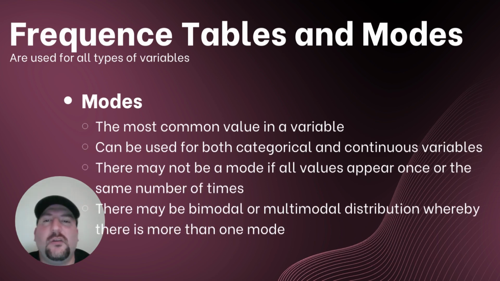The mode is the most common value in a variable. It can be used for both categorical and continuous variables. In some cases, there may not be a mode if all values appear once or the same number of times. In other cases, you could have a bimodal or multimodal distribution whereby there is more than one mode. The easiest way to find the mode is to look at a frequency table and see which value appears most frequently. Although the mode is sometimes called a measure of central tendency, the mode could be at the low or high end of the distribution of a variable.